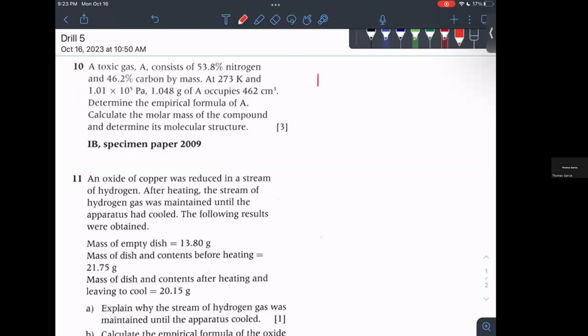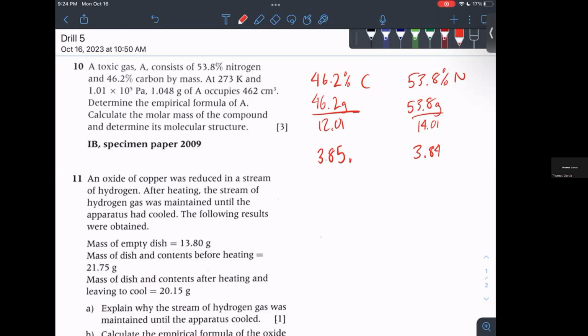So if we have 46.2% carbon and 53.8% nitrogen, we can just assume that instead of percents, we have grams. 46.2 grams divided by the molar mass, 12.01. 53.8 grams divided by the molar mass, 14.01. And when we do this math, we actually get the same answer, 3.85 and 3.84 moles carbon, mole nitrogen, which is pretty much the same in terms of your empirical formula.